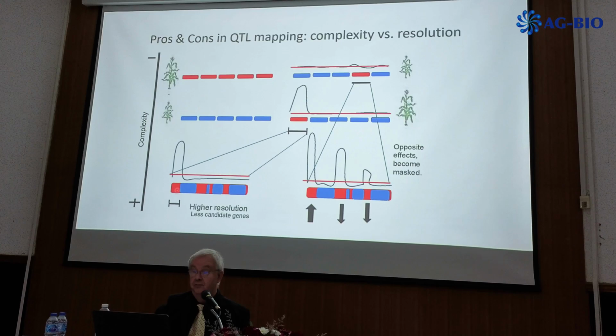This still, I have to say, is too wide to find the genes. You have to think about recombinant NILs or other methods to narrow down very much the region where your QTL is located.